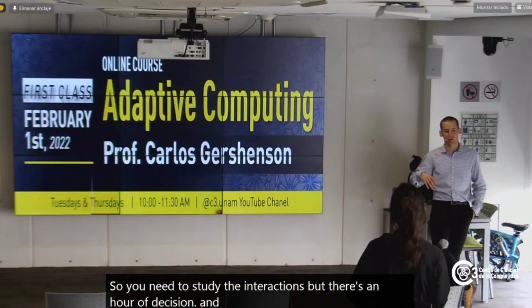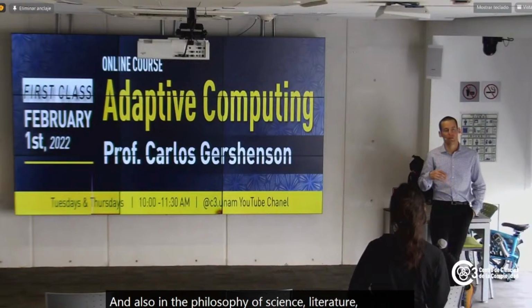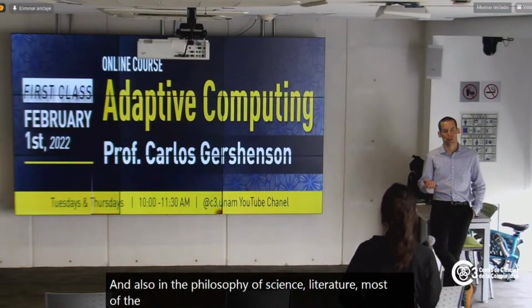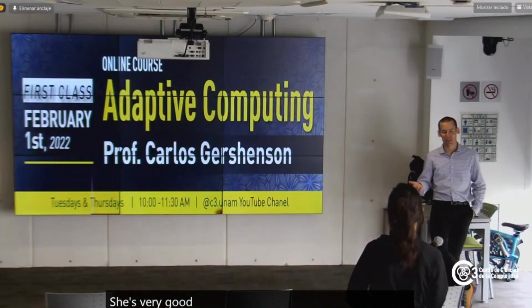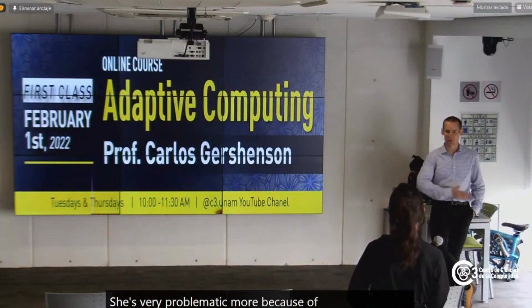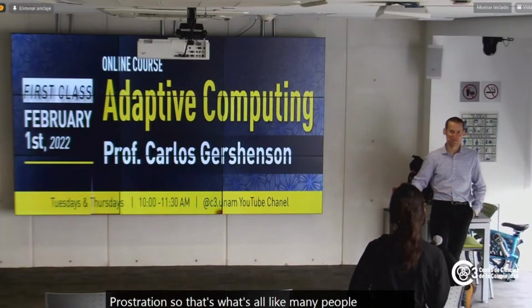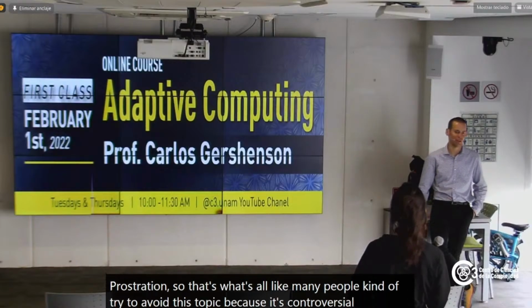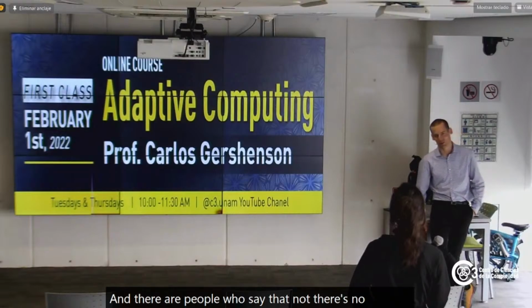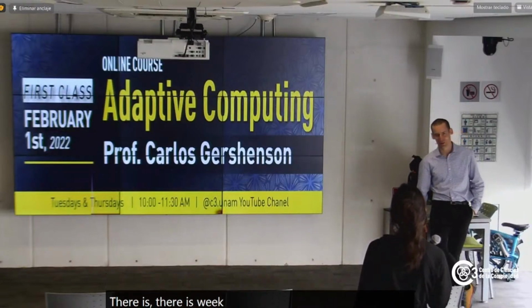And also, in the philosophy of science literature, most of the works that deal with downward causation have to do with consciousness, which is very problematic, more because of consciousness than because of downward causation. So that's also why many people try to avoid this topic because it's controversial. There are people who say that there is no downward causation, and others say there is, and there is weak downward causation and strong downward causation.